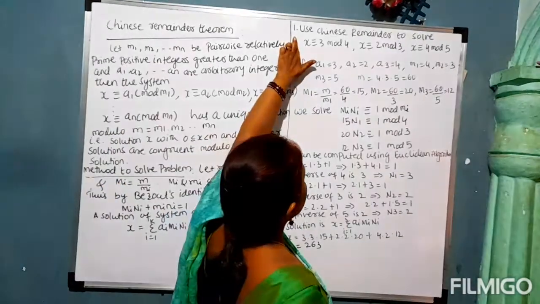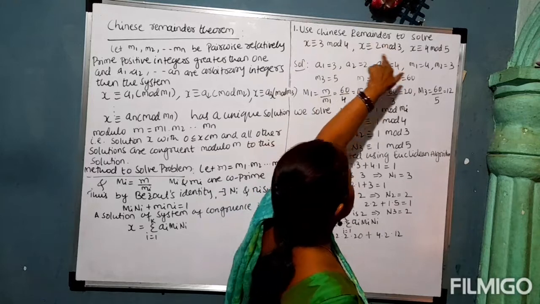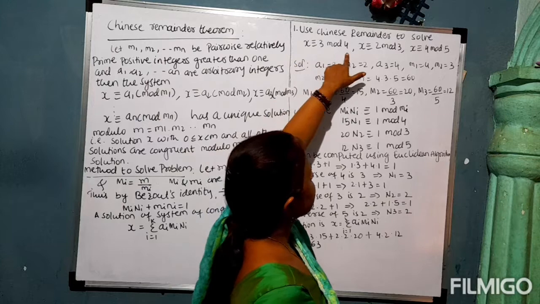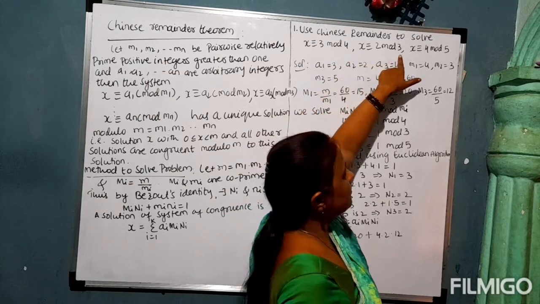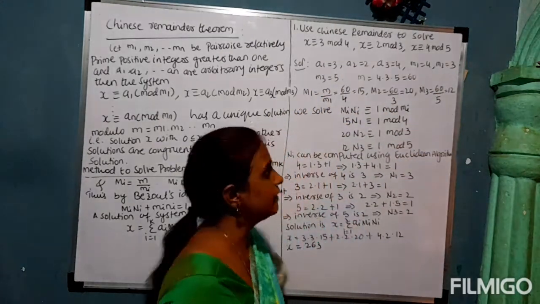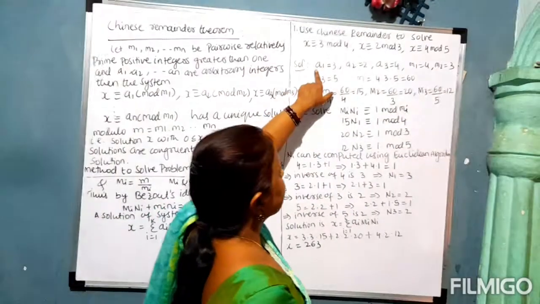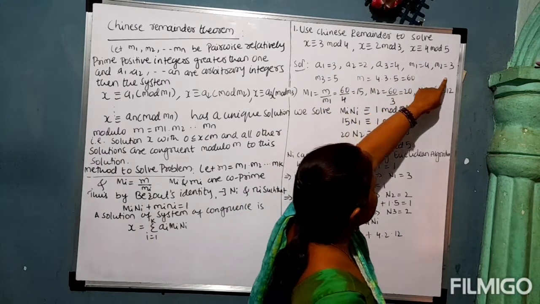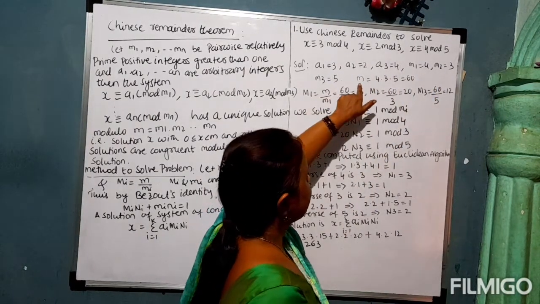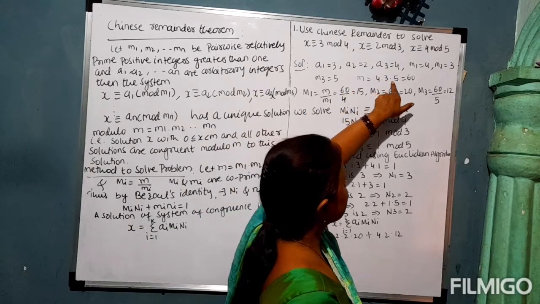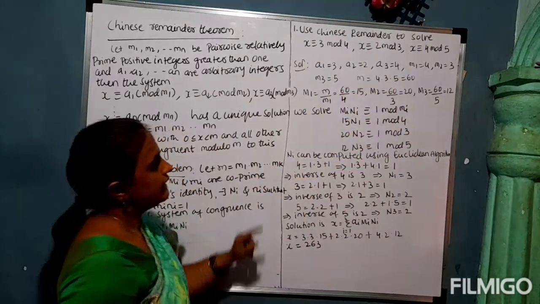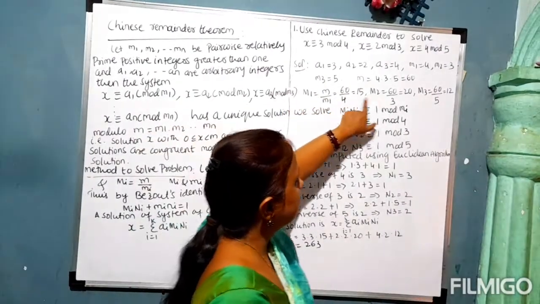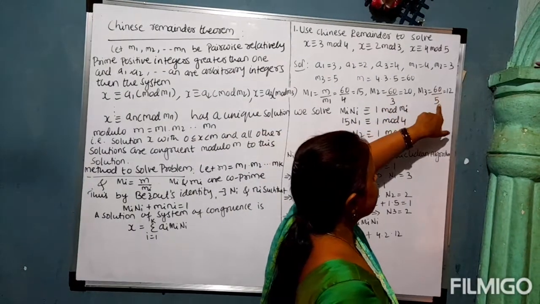Now we will illustrate this method with one example. Suppose a problem is given: use the Chinese remainder theorem to solve the three congruences x is congruent to 3 mod 4, x is congruent to 2 mod 3, x is congruent to 4 mod 5. Here a1 is 3, a2 is 2, a3 is 4, and m1 is 4, m2 is 3, m3 is 5. We find m, the product of m1, m2, m3, which is 60. Next we find capital M: 60 by 4 is 15, 60 by 3 is 20, 60 by 5 is 12.